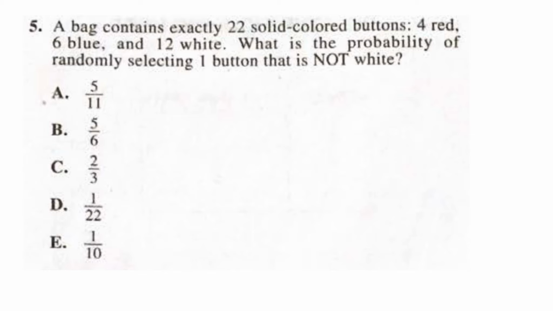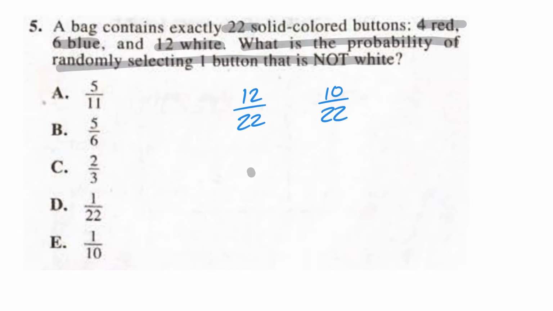So in this one, it says, what is the probability of randomly selecting one button that is not white? As we have the information at the top, it says a bag contains 22 buttons, 4 are red, 6 are blue, 12 are white. So this one said not white. So what I could do is either add the other 2 up, or we could just use the complement. White is 12 out of 22, so not white would be 10 out of 22.